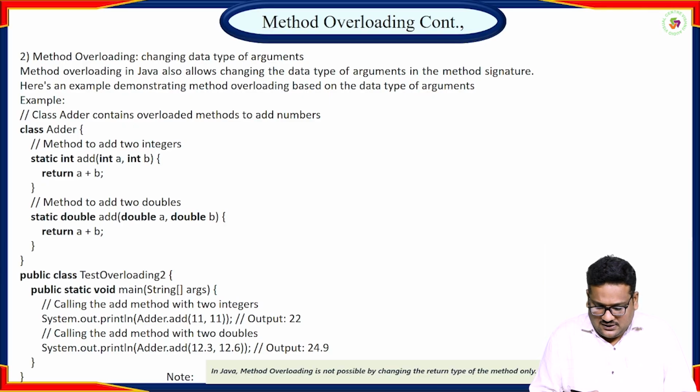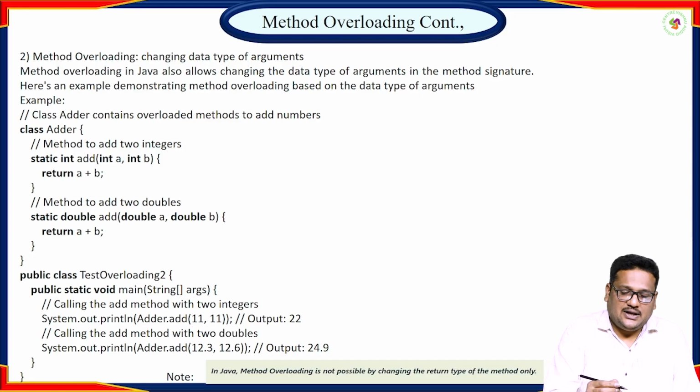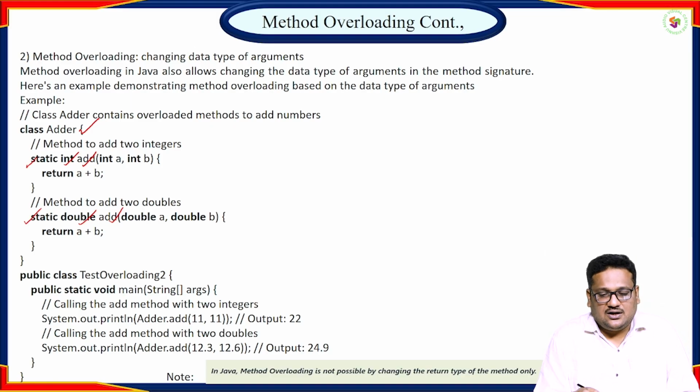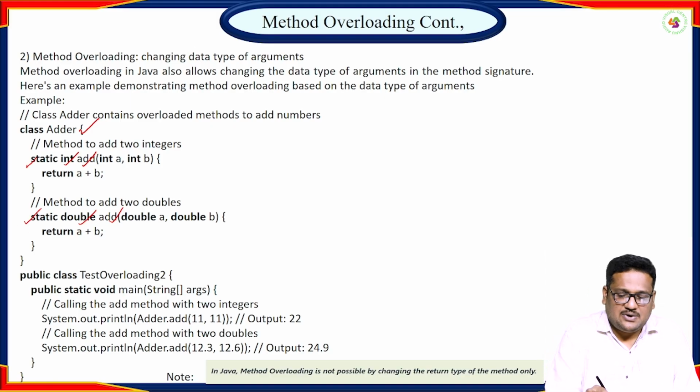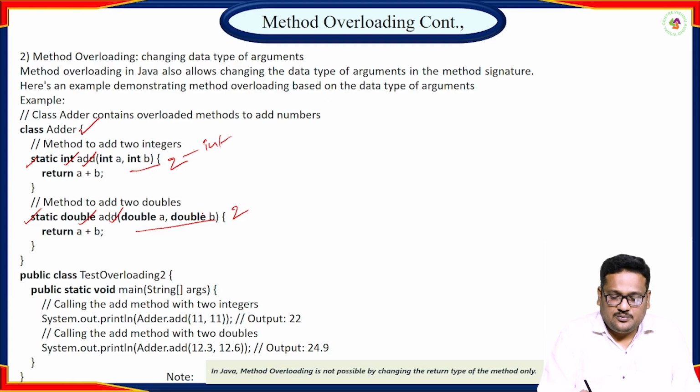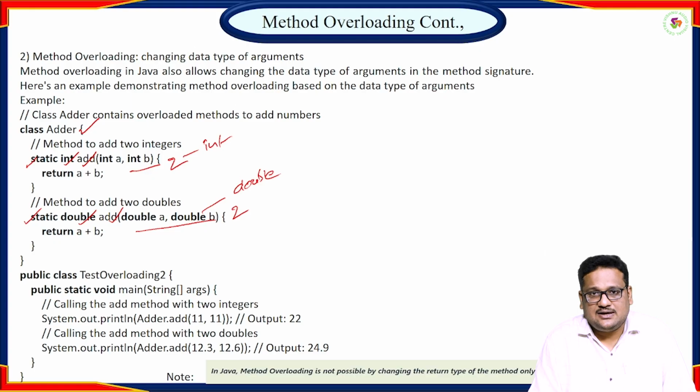If you observe the same program here, again I am taking the class Adder. In this class Adder, add is the method, and here also add is the method. Here the return type of the add method is integer, and here the return type is double. This is also a static method. But if you see the arguments, here I am having two arguments and here also two arguments. The difference is that the argument type is integer here and double here. That means there are two methods with the same name, but the argument types are different.